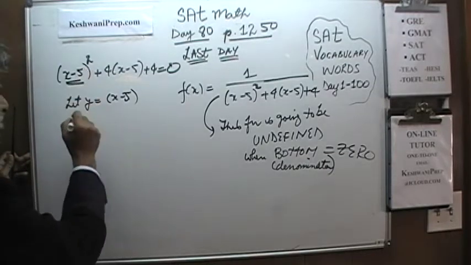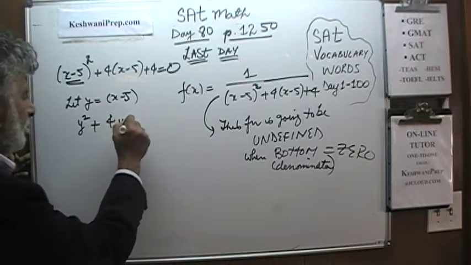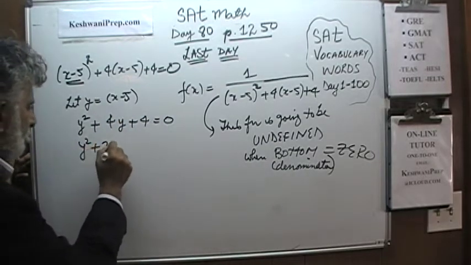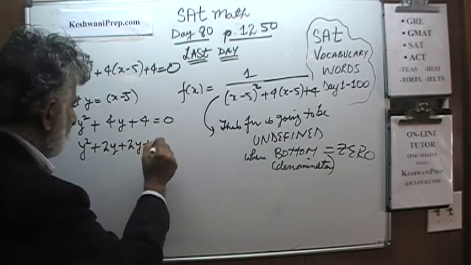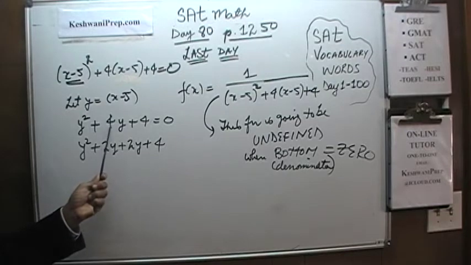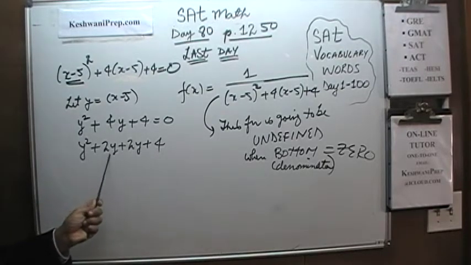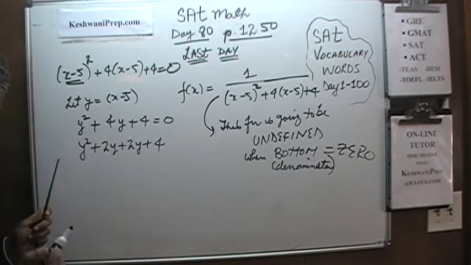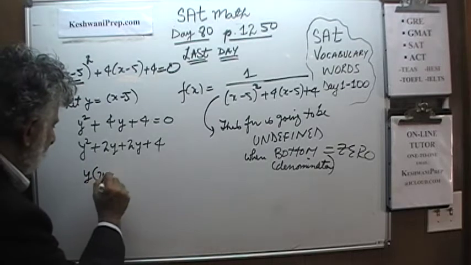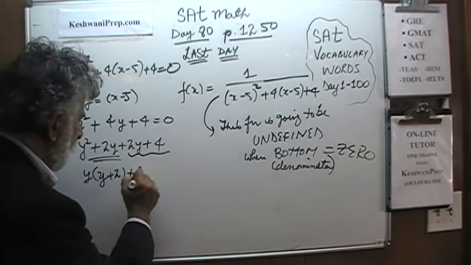So (x minus 5) squared becomes y squared plus 4 times y plus 4 equals 0, which is simply y squared plus 2y plus 2y plus 4, since positive 2 and positive 2 give you positive 4 times y. 2y times 2y is 4y squared. It's just very simple, you already know it. Let's take out y common from here, so we're left with y plus 2 from this part, and from here let's take out 2 common.